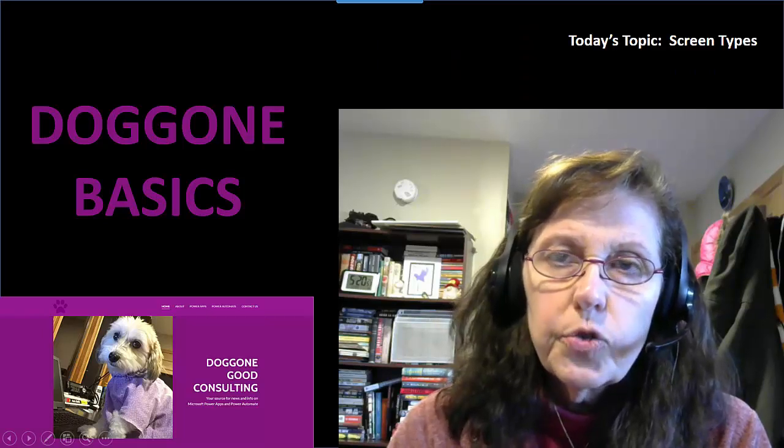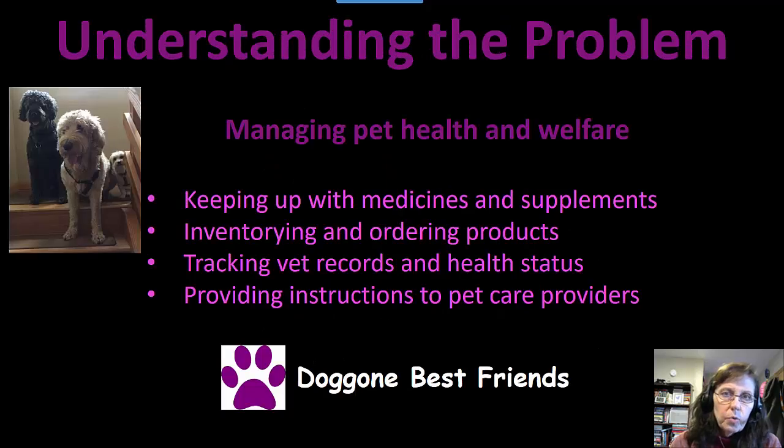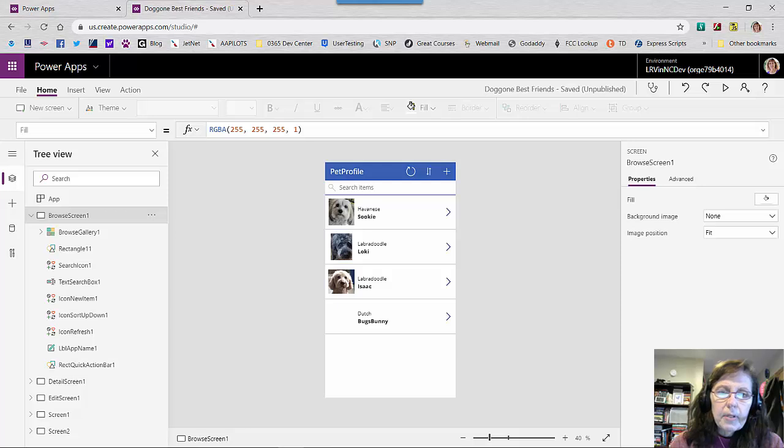Today's topic is screen types. If you've been with us for our prior episodes, you will have seen our step-by-step solutions method, and we are focused on the build step, building our core framework. The application we're using as an example for this series of videos is the Doggone Best Friends app, which is an app to manage pet health and welfare. We used the build app from Data in order to get a starter app created.